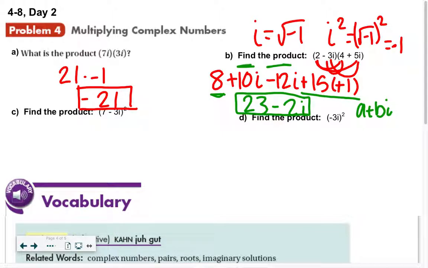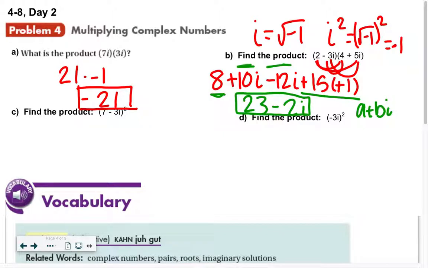Questions there? So we just leave it with the i. Like that first one, you didn't need to leave the i because that i squared was -1. Questions?